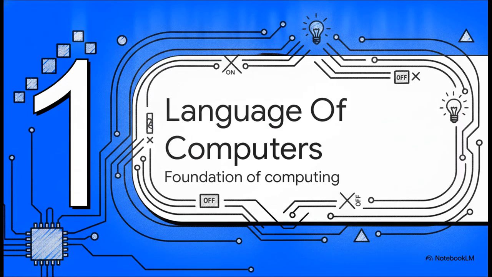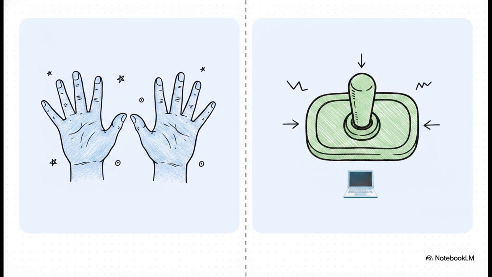Let's get right into section 1, the language of computers, the foundation of digital computing. Imagine you're designing a brand new computer completely from scratch. You need a super reliable way to represent information electronically. And as it turns out, electronic circuits naturally operate in two perfectly stable states, on and off. It's actually a stark contrast to our human world.